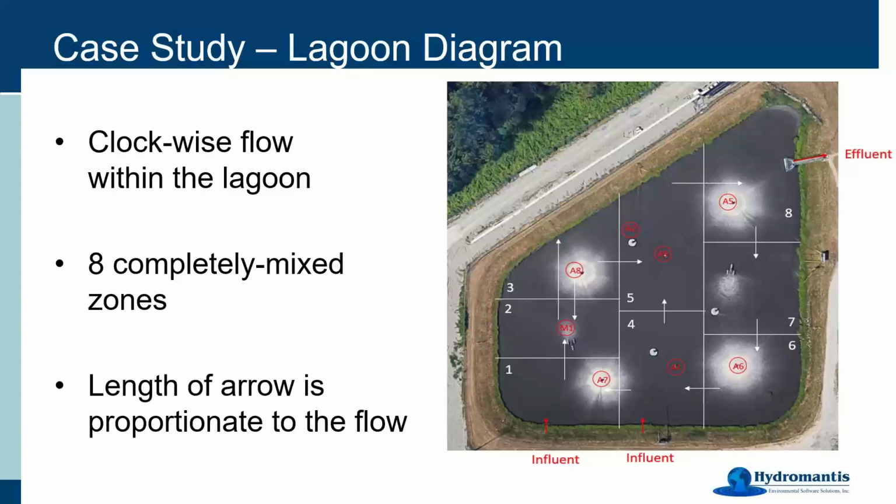Regarding the backmixings and recycles, since the wastewater flows clockwise, creating a recirculation in the lagoon, we feel that there isn't really a need to add additional recycles. But we did have a backmixing from zone number 3 to zone number 2 due to the aerator pushing the wastewater away. So based on all the information that I just talked about, the flow pattern was determined as shown in this diagram here. It's worth mentioning that the length of the arrow is proportionate to the flow.